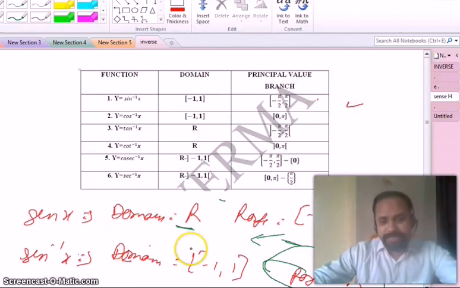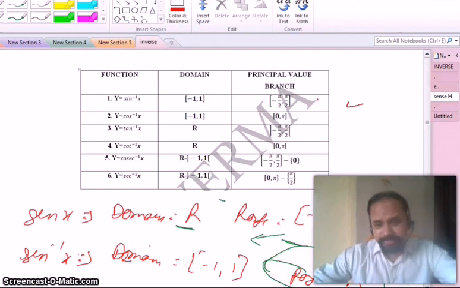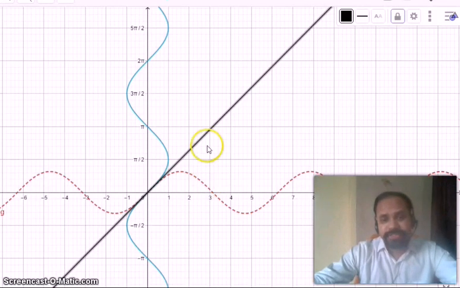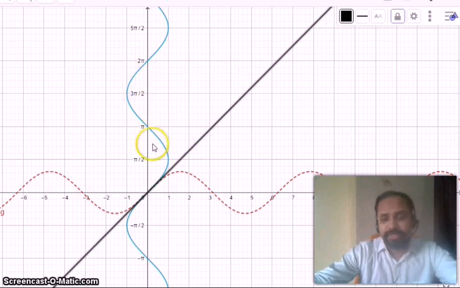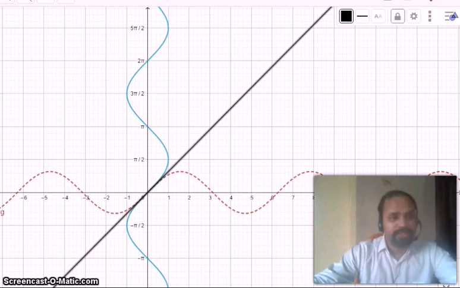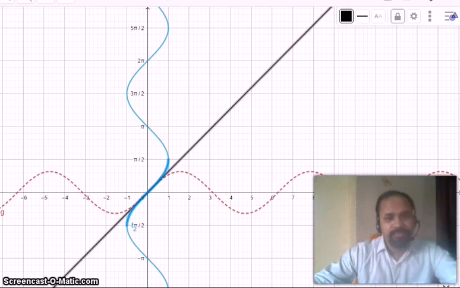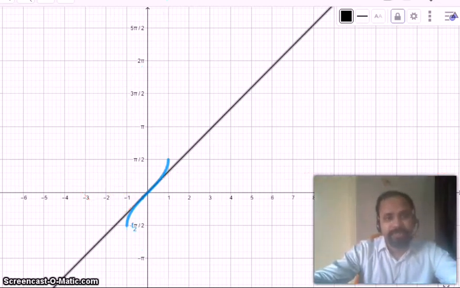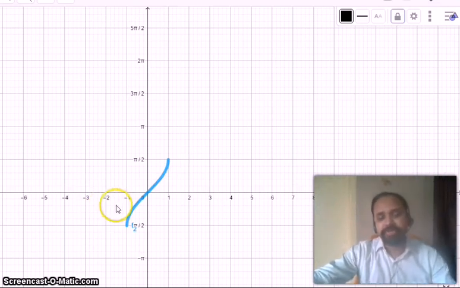Okay, let us see the graph of sine inverse x. This is y equals sin x, y equals x, and the image of this graph is this one, and the graph of sine inverse x will be this. That means the dark blue line represents the graph of y equals sine inverse x.